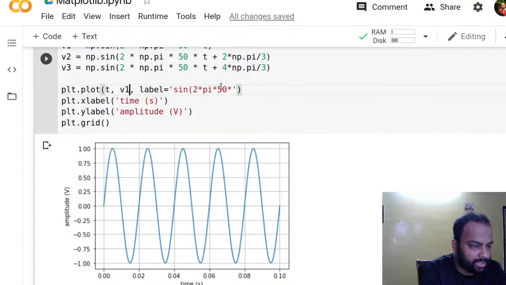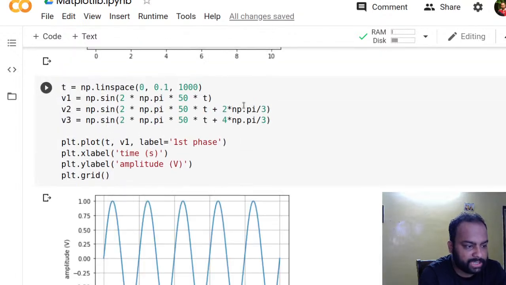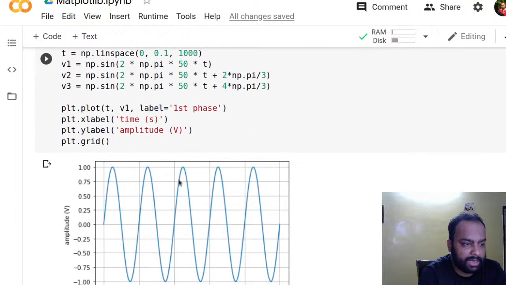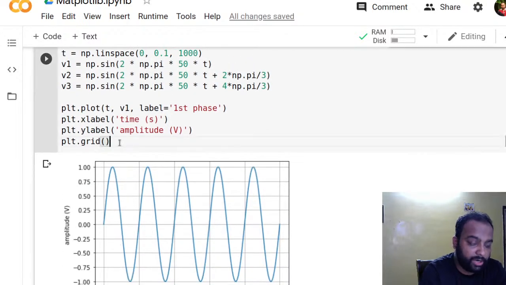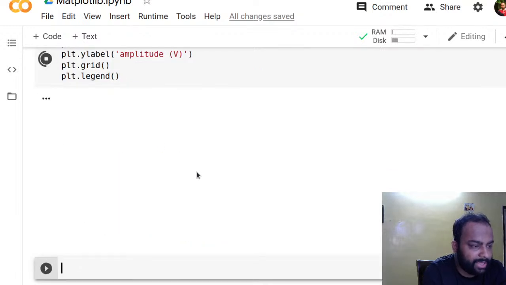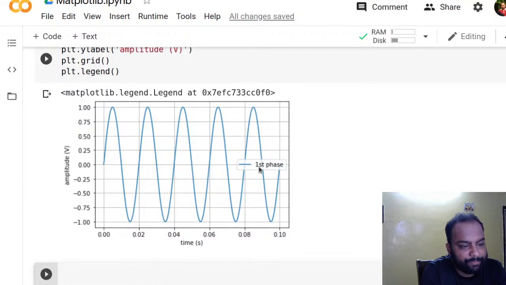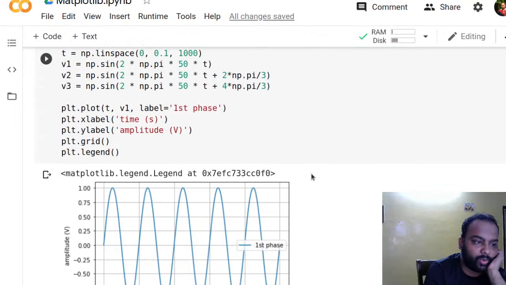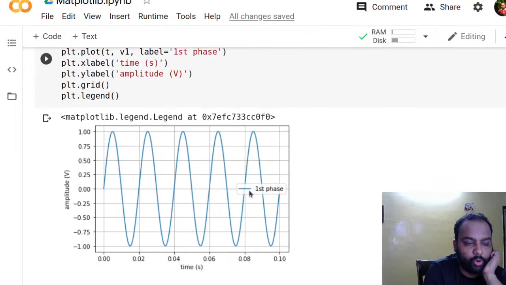Let's just say, all right, nothing will happen now. Of course nothing happened, because I just labeled this plot. In order for the labels to appear, I would say plt dot legend, like a legend. Now if I say plt dot legend, it says this is the first phase. Can you see this? Whatever label I gave it, now it is saying this blue one is the first phase.